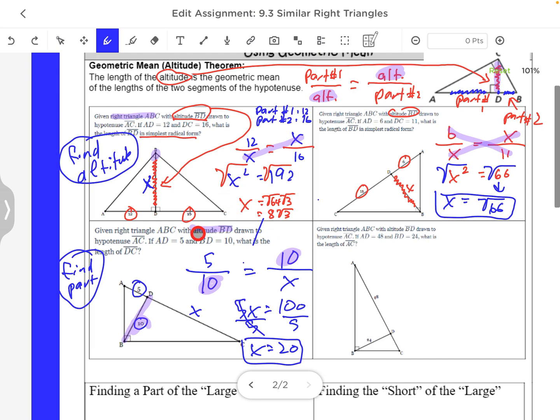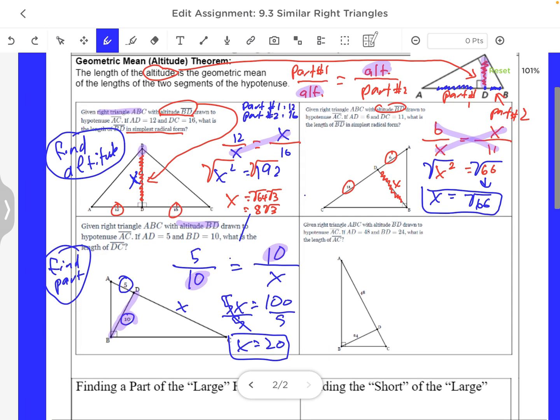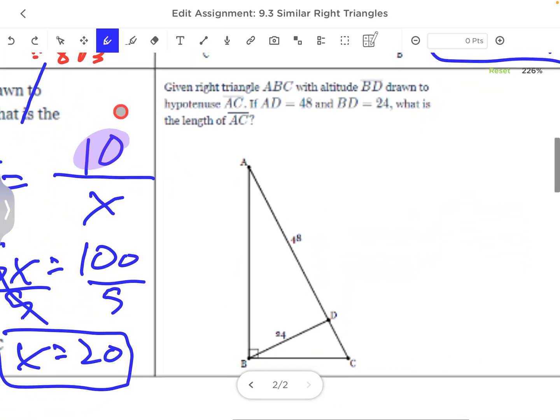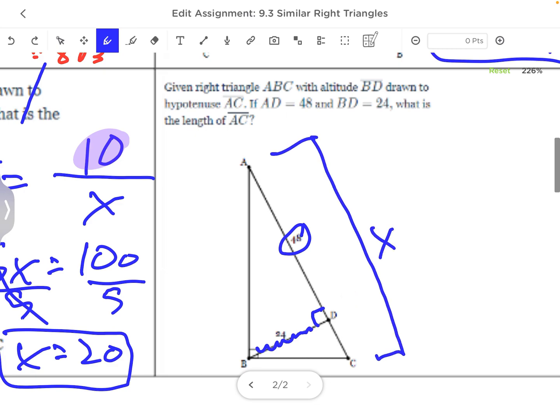Okay, so sometimes we get that, but we're just thinking, are we looking for an altitude or looking for a part? All right, so look at this one, see if you can at least set this one up on your own. This one says, given this right triangle, altitude is BD. That's an altitude, so we know that's a right triangle. If AD is 48 and BD is 24, that's our altitude. What's the length of AC? So it wants to find the whole thing. That's what they want to find.